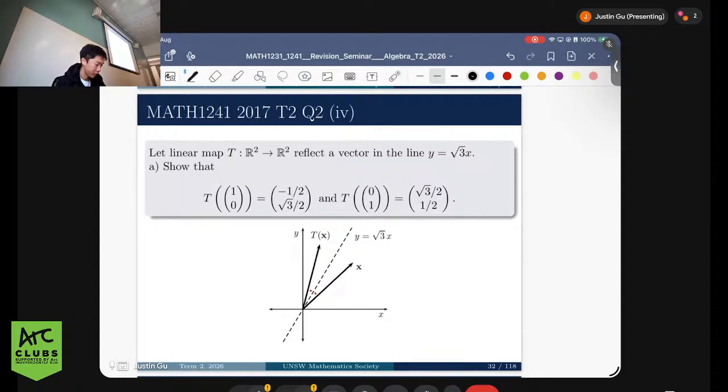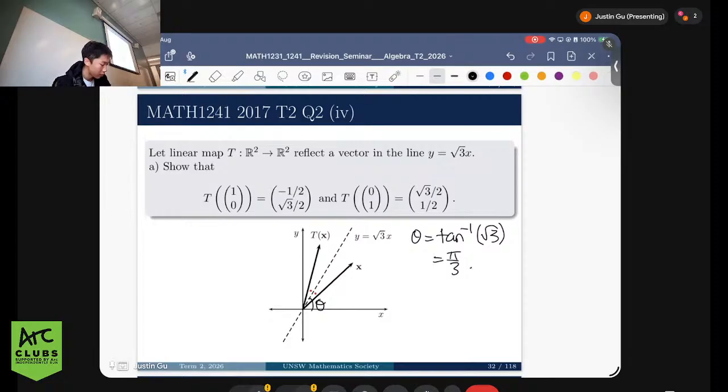Okay. Here the question says that it just reflects any vector about the line y equals root 3x, and it would be helpful for us to know what angle that makes with the x-axis, and we can just figure it out. So if we define this theta here, which is the angle that y equals square root 3x makes with the positive x-axis, theta is just tan inverse of root 3, and that gives us pi on 3.